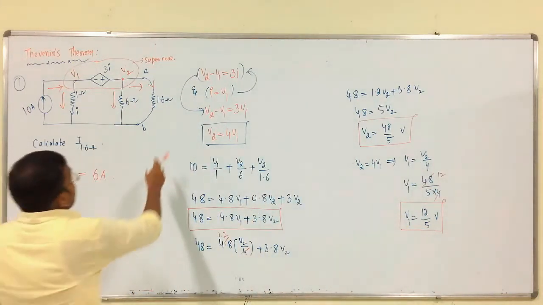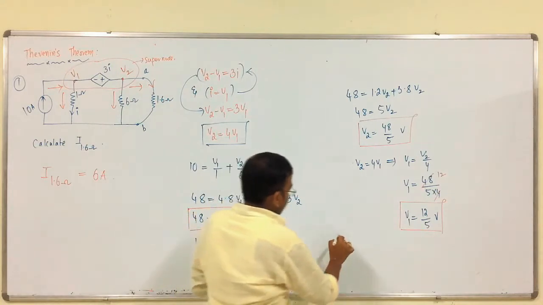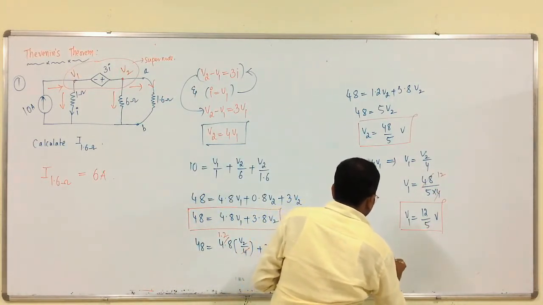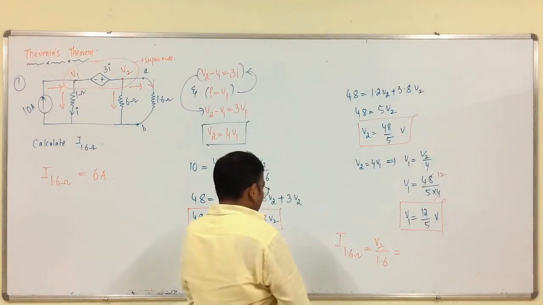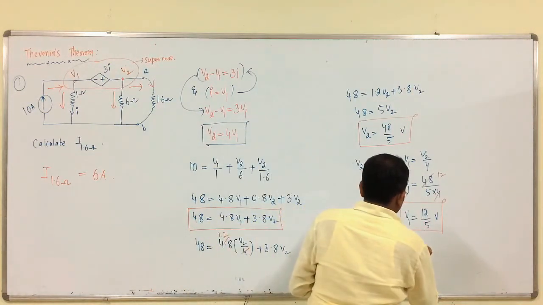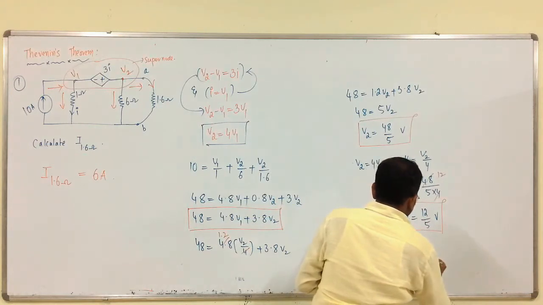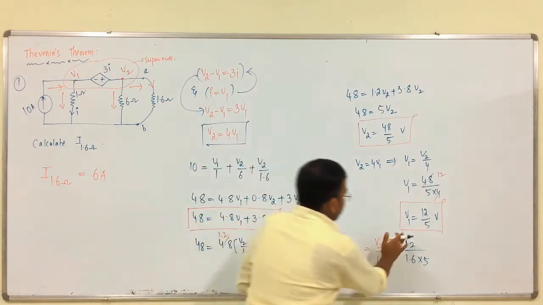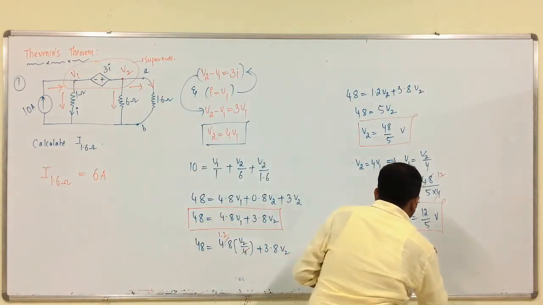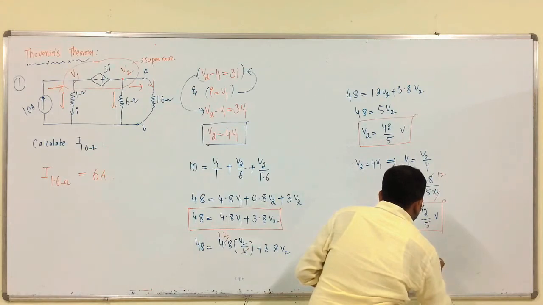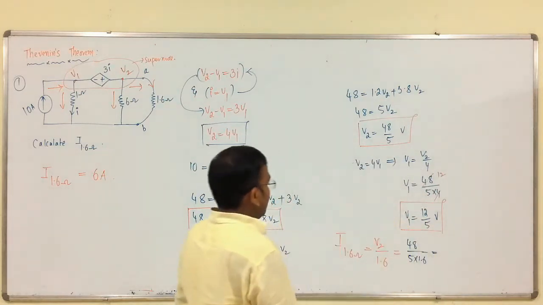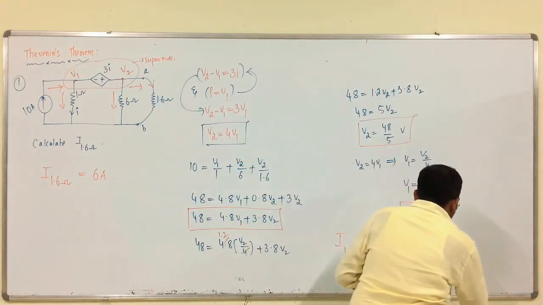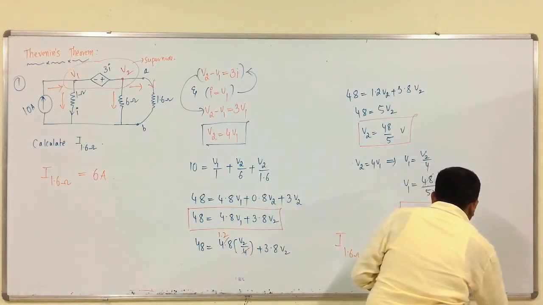So, the current through this 1.6 is nothing but what? Therefore, the current through the 1.6 ohm is nothing but V2 by 1.6, right. What is the value of V2? Sorry, V2 is 48 by 5. So 48 by (5 into 1.6), which is nothing but 1.6 into 5 equals 8, that is 48 by 8, which is equal to 6 amps.